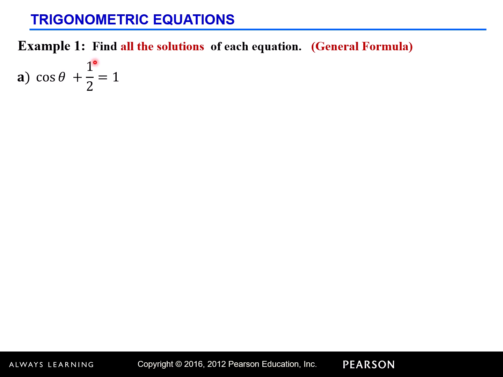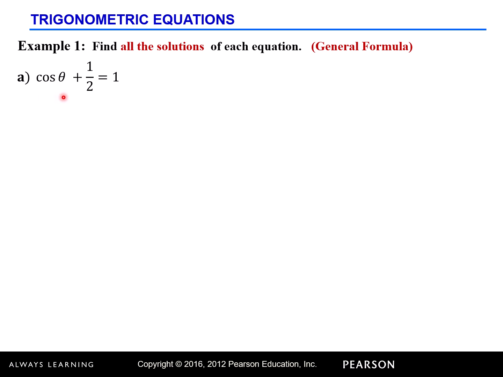In this example, we will find all the solutions of each trigonometric equation, or find the general formula. So in solving a trigonometric equation, we're going to solve for the unknown angle. Not only one angle, not only two angles, but infinitely many. So when we find the angle theta, we need to find its coterminal angles.